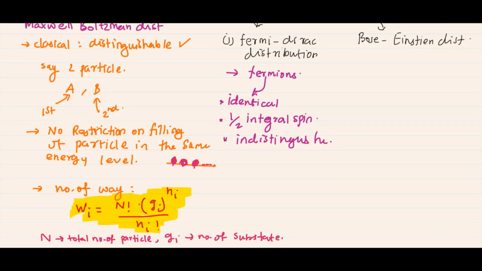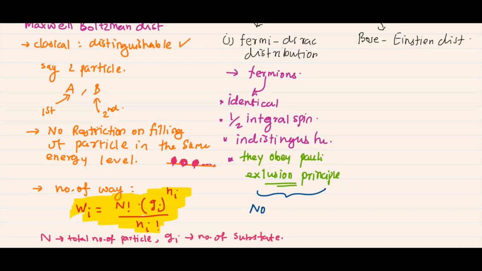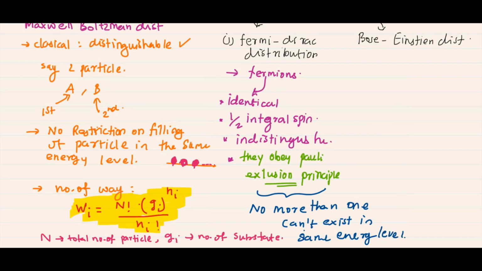The next important point is that they obey Pauli's exclusion principle, which means no two particles can exist in the same energy level. No more than one particle can exist in the same energy level. There is only one particle in one energy level. That is the most important point in the Fermi-Dirac distribution.